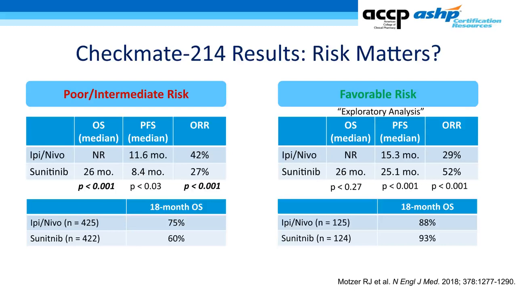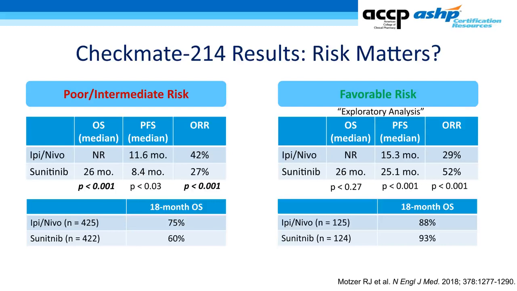So not just was ipi-nivo better for these poor and intermediate risk patients, but a fairly wide magnitude of benefit. Now, the study methods were changed mid-study to realign their statistical analysis to only look at and spend all their power on this poor and intermediate risk analysis. So they then have an exploratory analysis for the favorable risk, where we see that there is no benefit of ipi-nivo compared to sunitinib in the favorable risk patients.